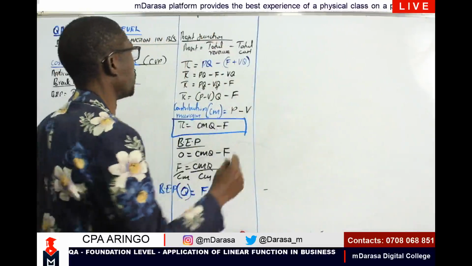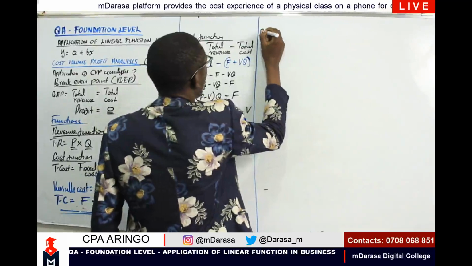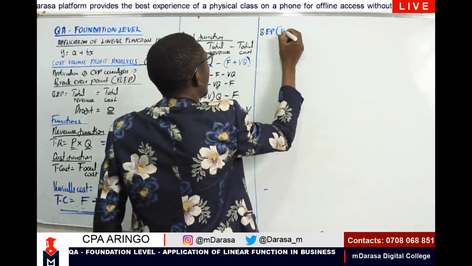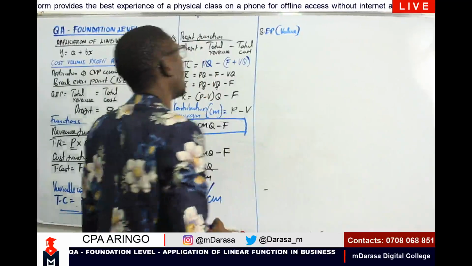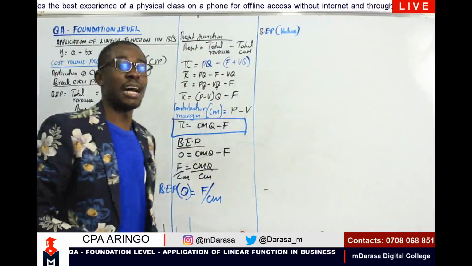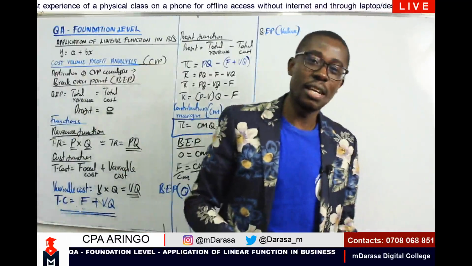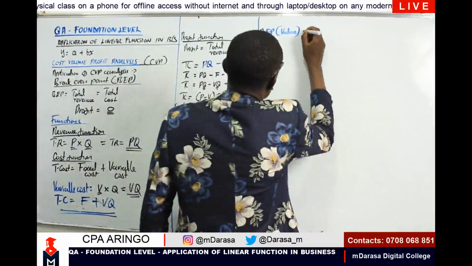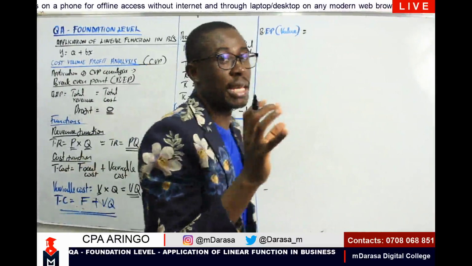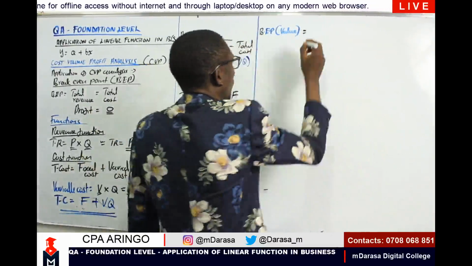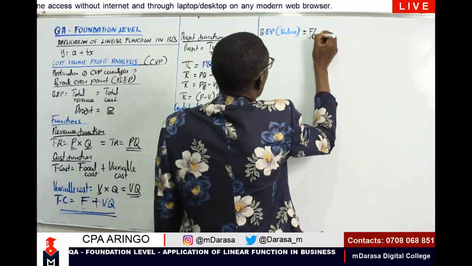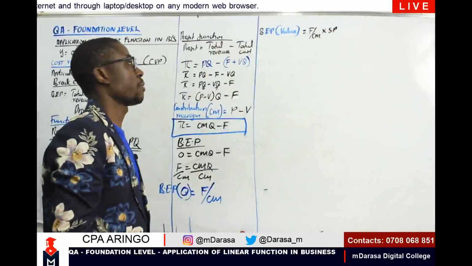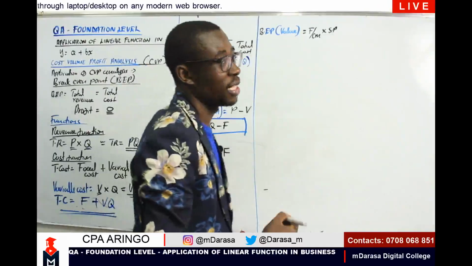To determine our BEP in value, how are we going to work it out? This will be very simple, my good students. We can work it out using two formulas. We can take our fixed cost, divide by contribution margin, times what? Our selling price. That will give us our break-even point in value.